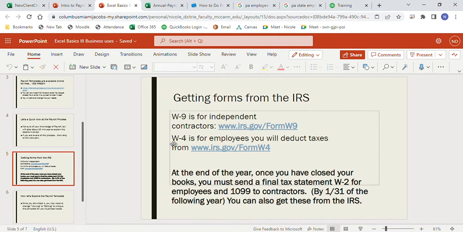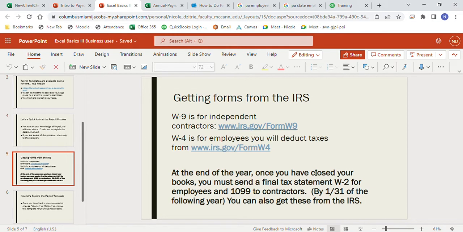And then if you have employees that you're hiring, the first thing you have to do before you start paying them is have them fill out a W-4. Why? Because that was back when I was explaining in the PowerPoint. FIT is determined on certain things, your marital status, your amount of allowances, and how much you're making. So you would get this form from www.irs.gov/form W-4. A lot of companies now electronically send it, but you could go to IRS, print it out, and have them manually fill it out. And then at the end of the year, once you've closed your books, you must send a final statement.